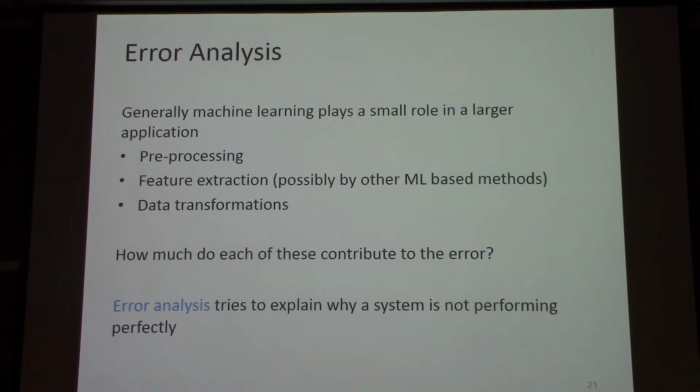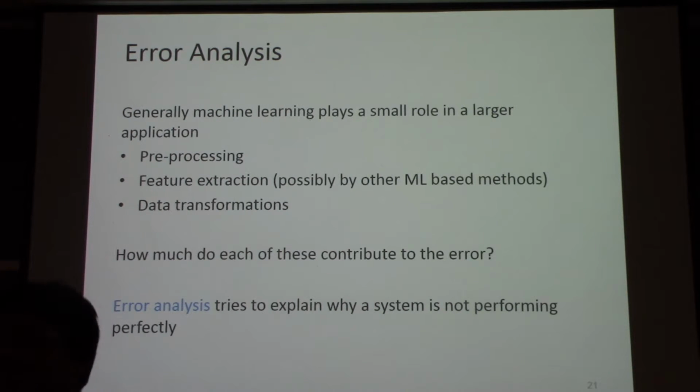You could do feature transformation. You could lift it to a higher dimensional space, to a different space. Sometimes the feature extraction itself might be the output of a machine learning system. Now that means errors propagate. Error analysis is a broad class of methods that are used to identify why your system is not working in the context of the larger application.